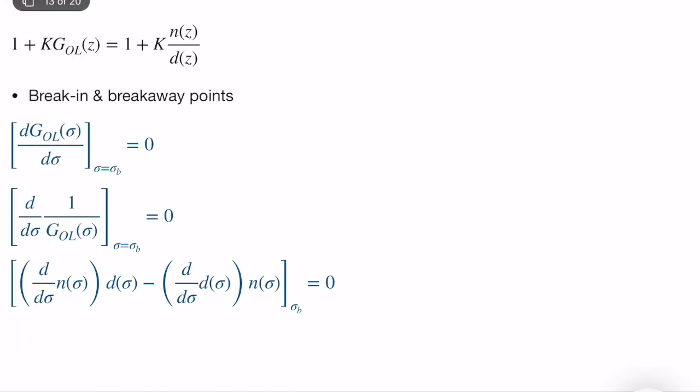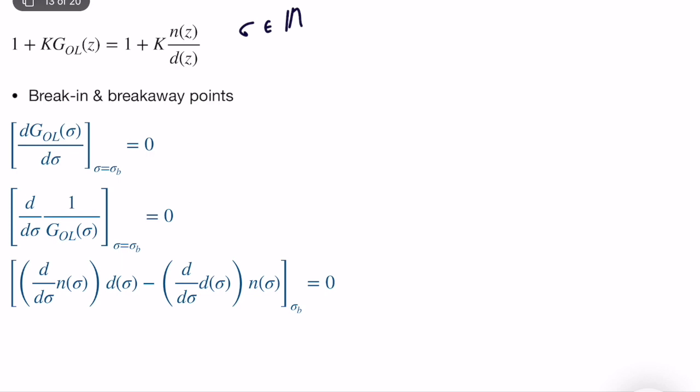So we have break-in and breakaway points in some Root-Locus diagrams. It generally happens when you have two poles approaching each other, or sometimes two zeros, where poles are just leaving at a break-in point. There are three ways of computing breakaway points. You have G of z, and we know that breakaway points exist on the real axis, so sigma is real. So both formulas will give you an equation where you can find the break-in points.